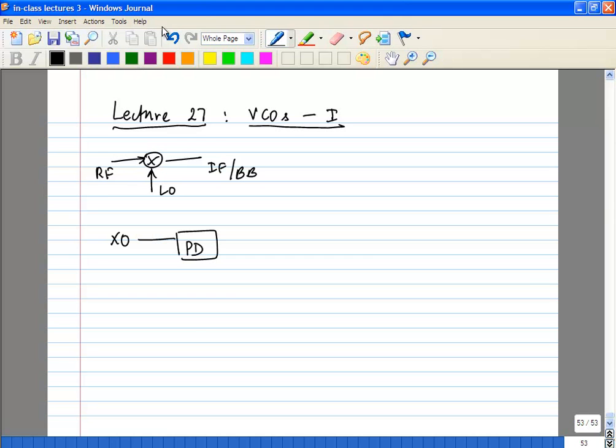You have a PFD, a charge pump. You have a loop filter, and then the oscillator which produces the LO output, or some multiple of the LO, or either a multiple or maybe even a subharmonic of the LO.